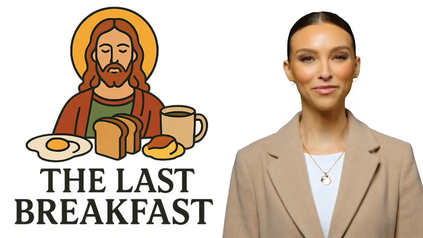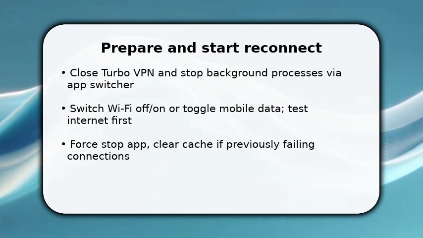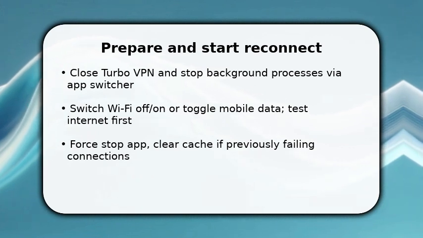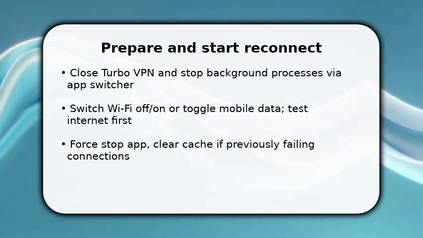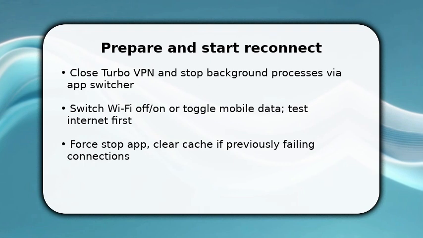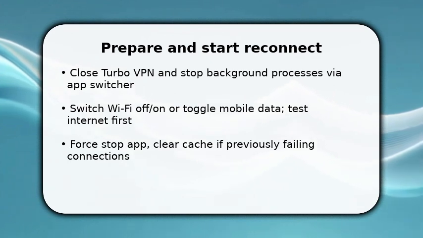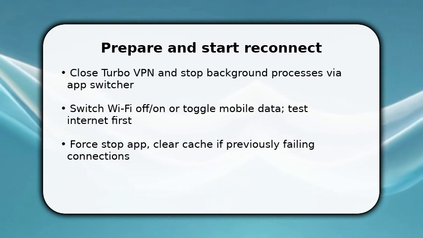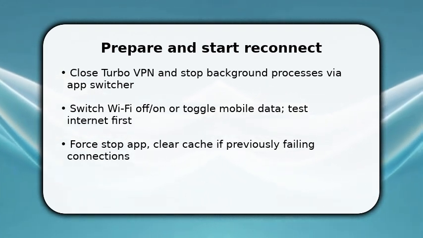Please enjoy the video. You start by preparing the phone so the app can reinitialize cleanly. Force stop Turbo VPN, clear cache, and then reopen. This removes stale temporary data that makes the connection busy. Once done, toggle your network, turn Wi-Fi off and on or switch to mobile data, and confirm basic browsing works. Make sure you're not on restrictive Wi-Fi with captive portals. This first round eliminates app hangs and basic network blocks, so the VPN can attempt a fresh handshake.